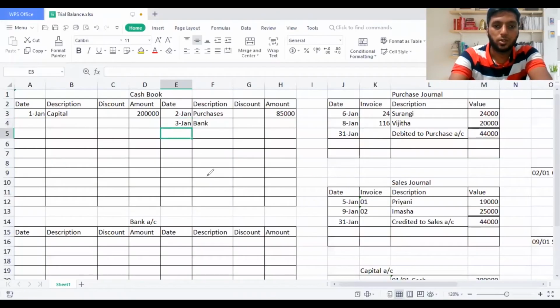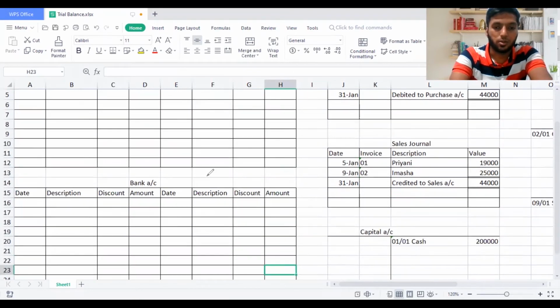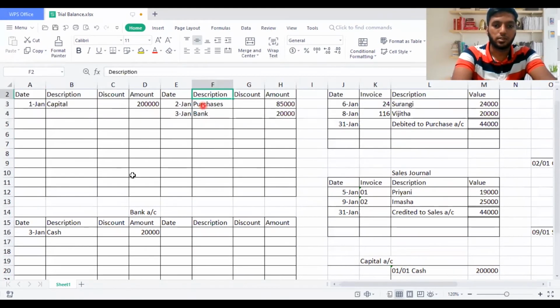So 3rd January, you are depositing 20,000 in the bank and credit the cash book account, then debit the bank account. And 20,000 as a starting balance. You can write here January 3rd. You write cash. So that's easy. So we have recorded the transaction. I credited the cash book and debited the bank account. You can see I have done. Then we move on to the next adjustment.